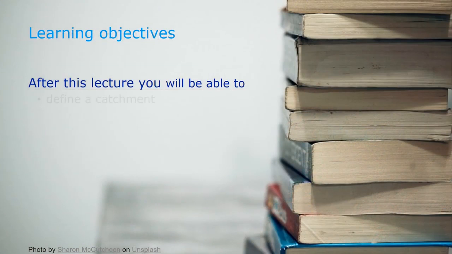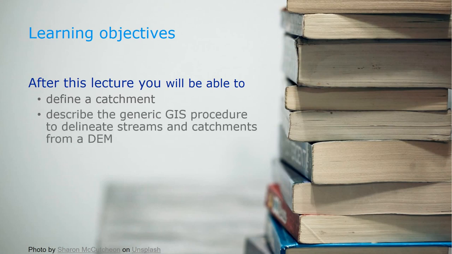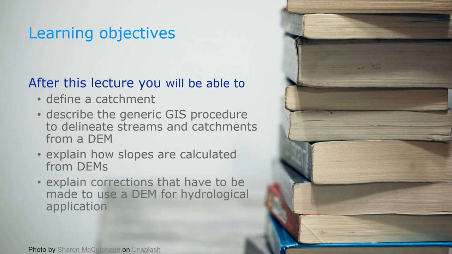After this lecture you'll be able to define what a catchment is, to describe the generic GIS procedure to delineate streams and catchments from a digital elevation model, to explain how slopes are calculated in GIS from digital elevation models, to explain corrections that have to be made to use a DEM for hydrological applications, and to explain the Strahler order method.